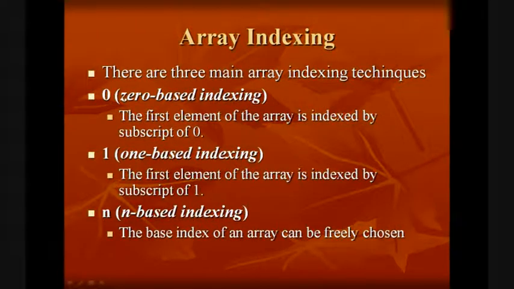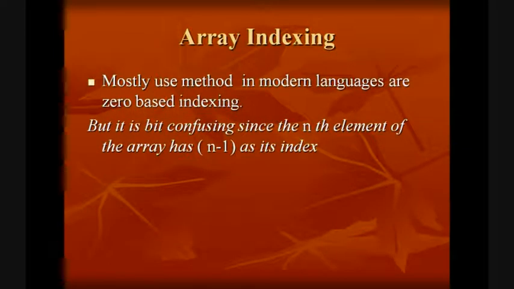Second method is one-based indexing, where you start indexing elements from 1. N-based indexing is the third and final method of integer indexing, where the user can select the starting index. The most used method in modern languages is zero-based indexing. But this method is a little bit confusing since each element of the array has the index n-1.